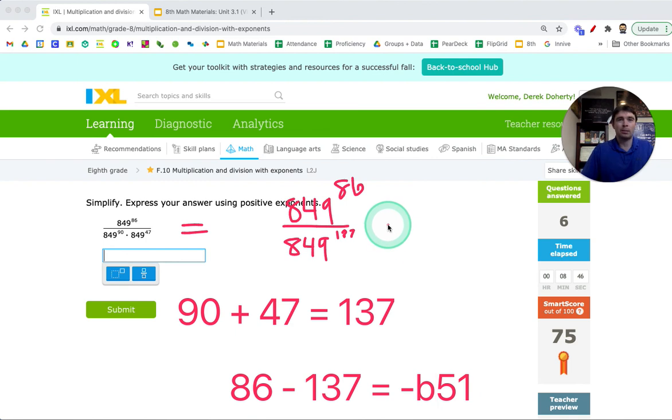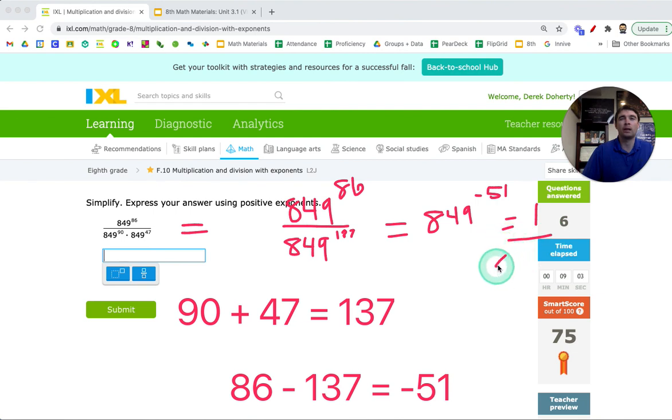So as you see, this is a bunch of work, but it does tell me that my exponent there is going to be negative 51, or I'm going to get 849 to the power of negative 51. And I need to remember that that's the same thing as saying 1 divided by 849 to the power of 51. And all they're really telling us in this very complicated problem is there were 51 more copies of 849 on the bottom than the top, and that's why we end up dividing by those 51 copies.